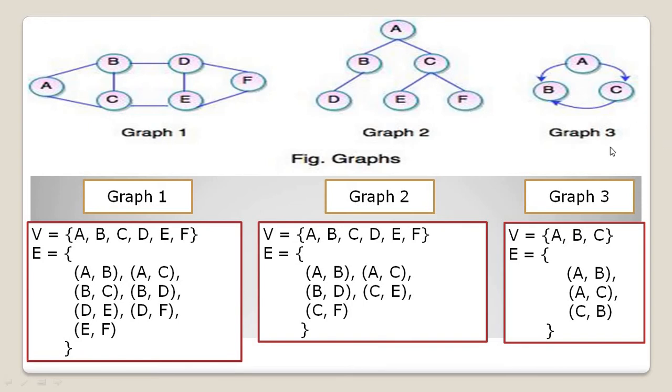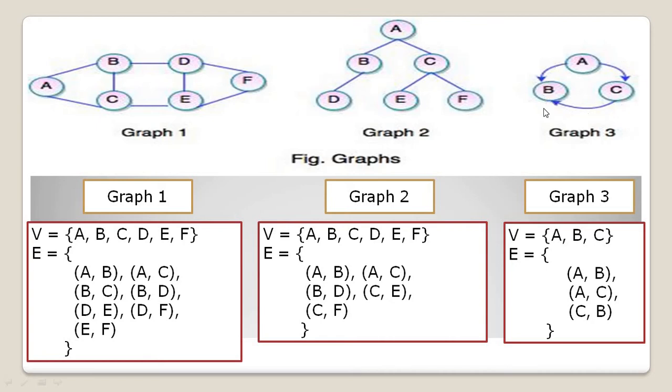Consider one more example, graph number 3. Here we are having the vertices A, B, C, and the edges A to B, A to C and C to B. In this example we are showing the directions: the edge from A to B with direction from A to B, one more edge A to C with direction from A to C, and one more edge, C to B, with direction from C to B.